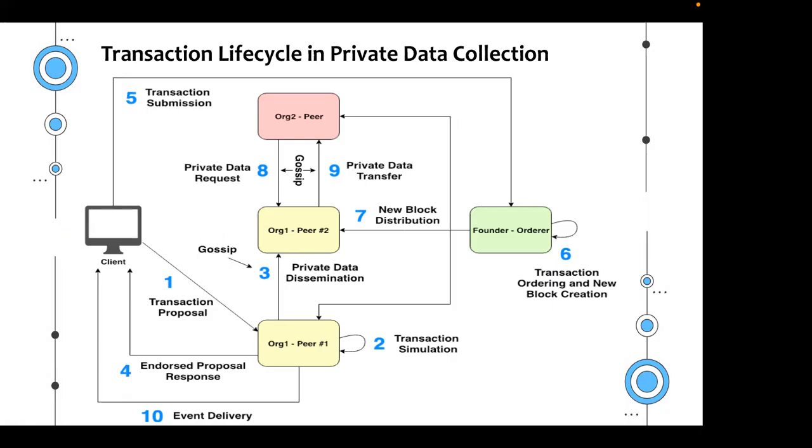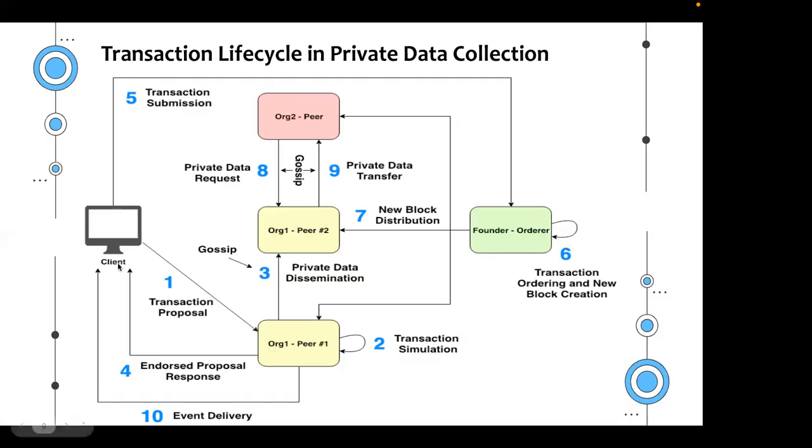So let me explain what is happening in the private data. The normal transaction flow is clear, right? It will go to the SDK, to the endorsement. The endorser will send back to the SDK, to the orderer, to the commitment, right? That is the process in the normal transaction.